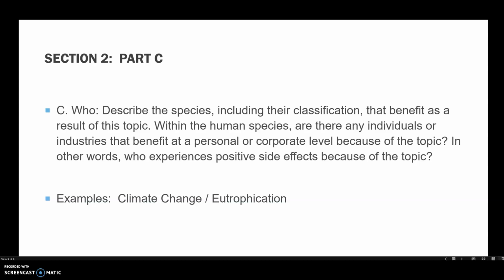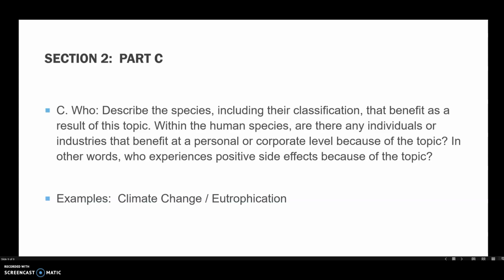There are definitely some ways that humans are benefiting, and that's the second part of this, where it says within the human species, are there any individuals or industries that benefit at a personal or corporate level because of this topic? Because sea ice is melting in the Arctic, it's opening up those passageways for longer than they used to be, and so we are able to increase our trade into areas that we didn't normally. So there are corporations that are benefiting from climate change.